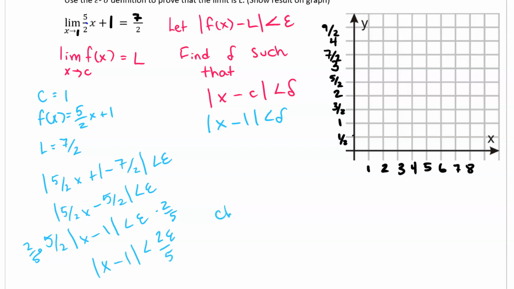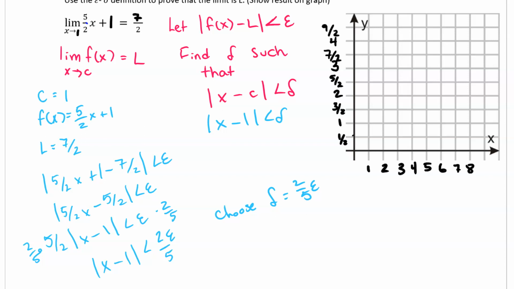So we choose delta equal to 2/5 epsilon, because that's the relationship between the two. So if my epsilon is 1, then my delta will be 1 times 2/5, or 2/5. That's the relationship between those distances.